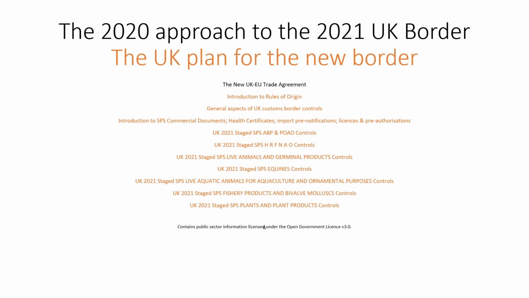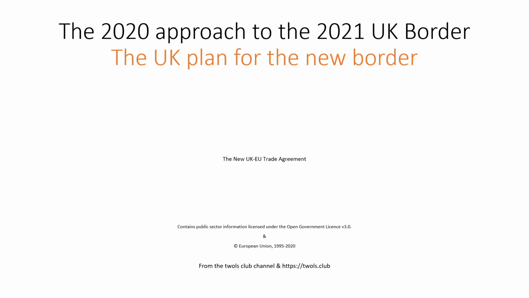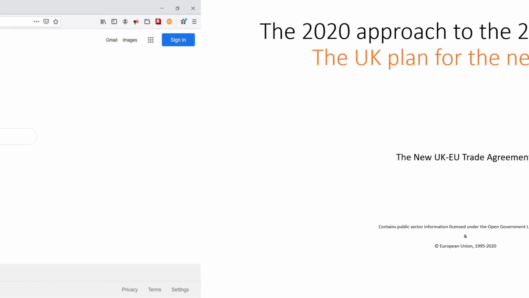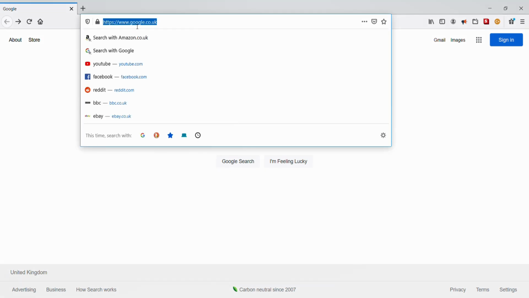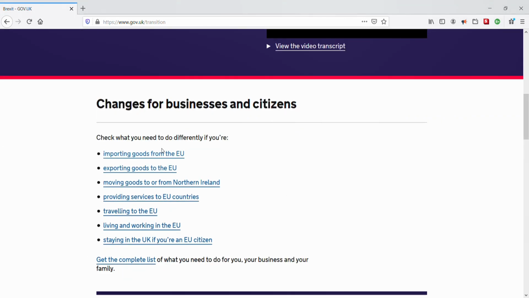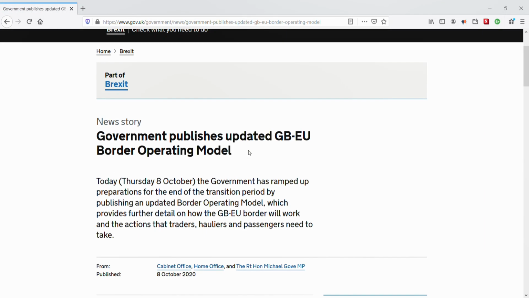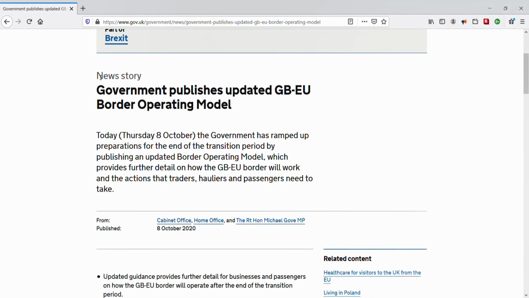Hurrah! And to start, at the time of writing we were on the December 2020 version of the UK border operating model. Let's open that. Okay, fab. Go to gov.uk/transition and scroll down to Announcements. Click that. Government publishes updated GB-EU border operating model. News story. This is the page.